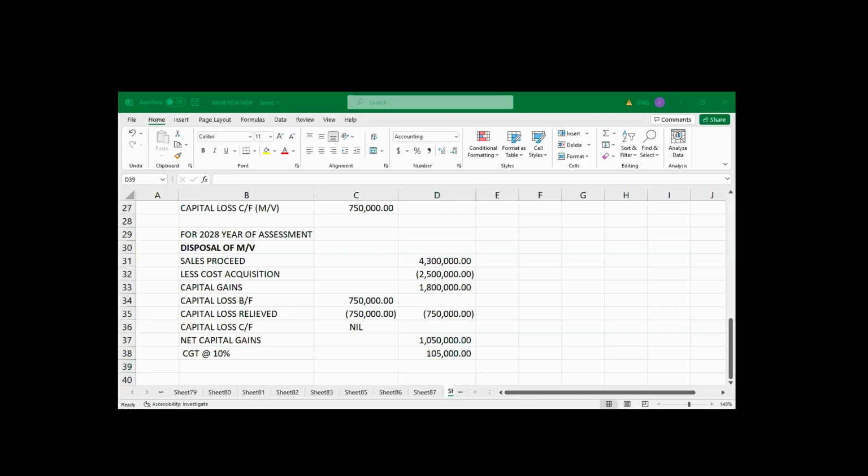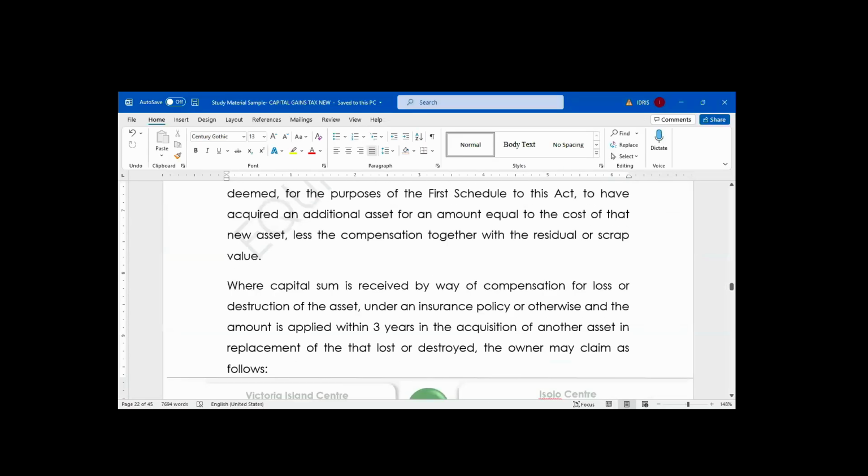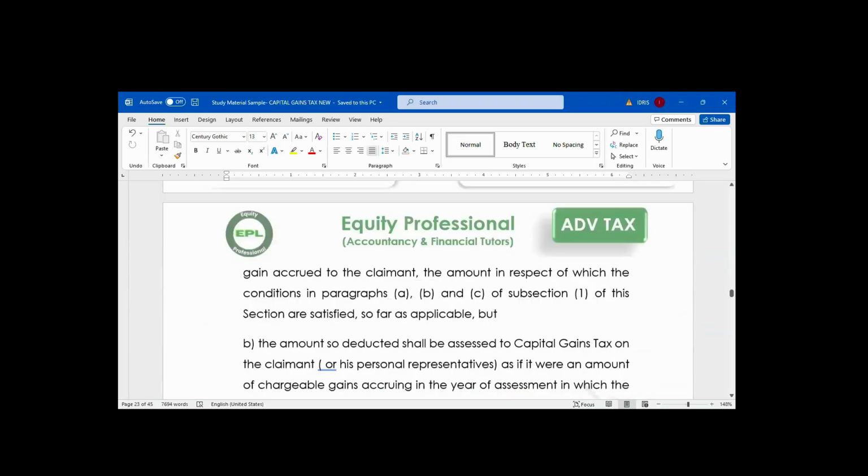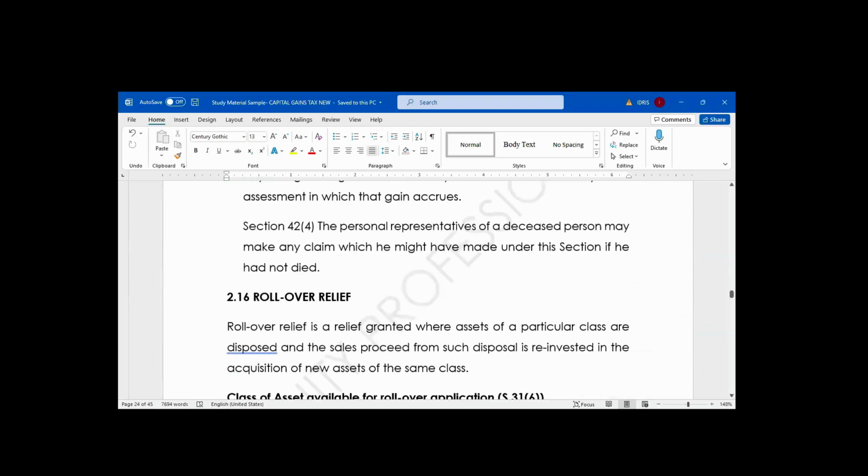So that is that. So I'm clear with that. So let's now look at another area. The last area we want to look at that is very important to us. That is where most of the time, if they want to set a question on capital gain tax, you should have it in mind.